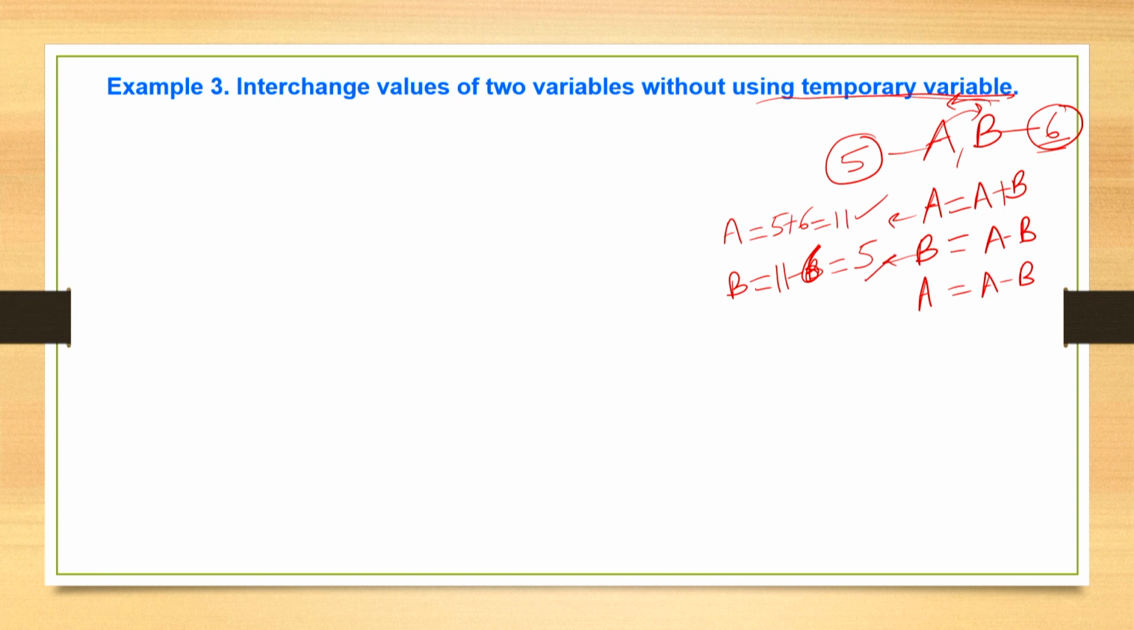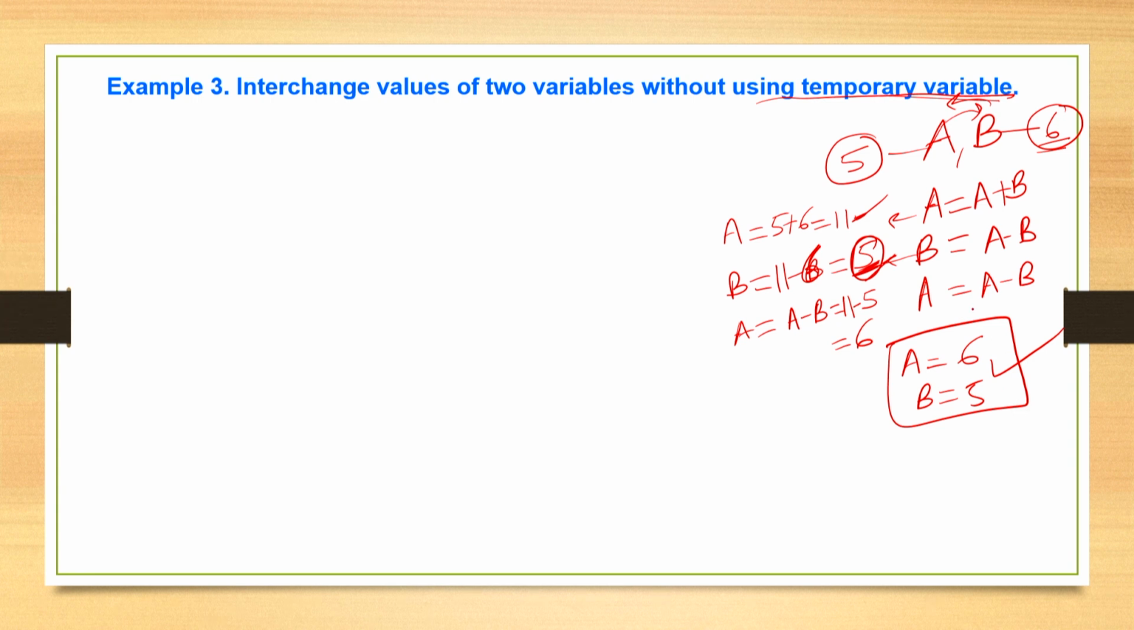5. Okay. Then A is equal to A minus B. A is 11 here, so we take 11. What is the new value of B? That is 5. So 11 minus 5 becomes 6. Obviously this is what you required. It means what? Now what is the value of A? A is equal to 6 and B is equal to 5, which represents the interchange of the values of A and B without using the temporary variable.